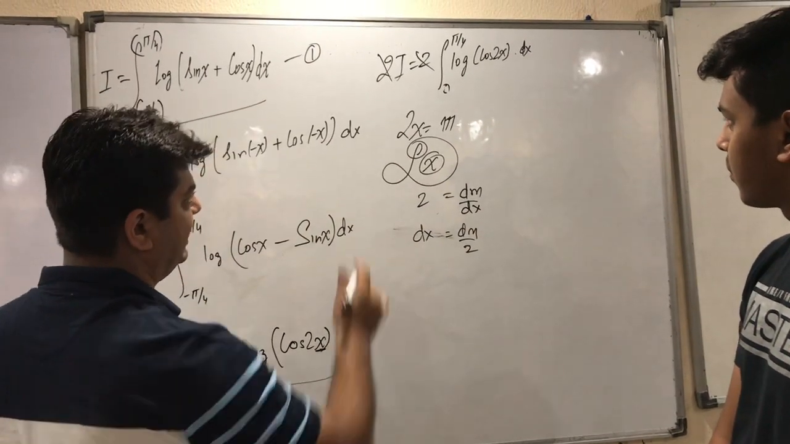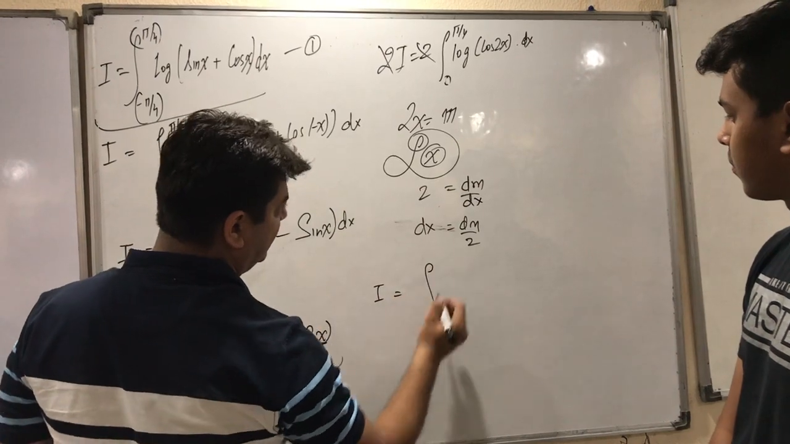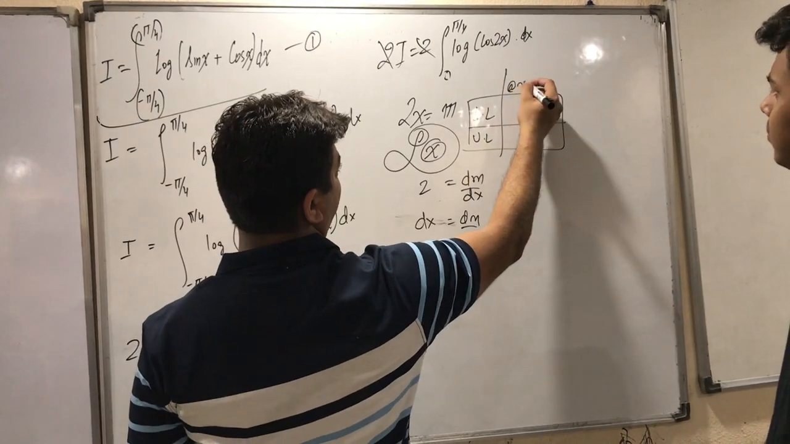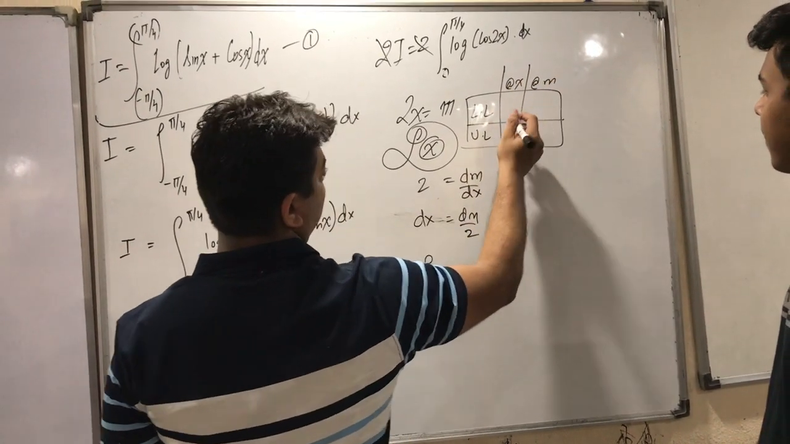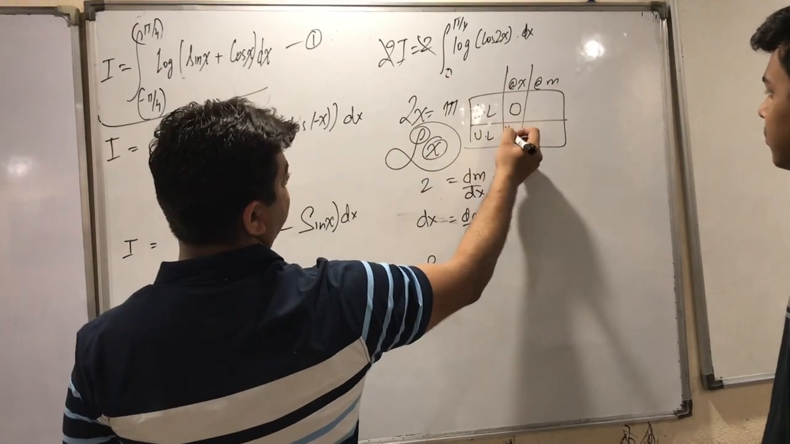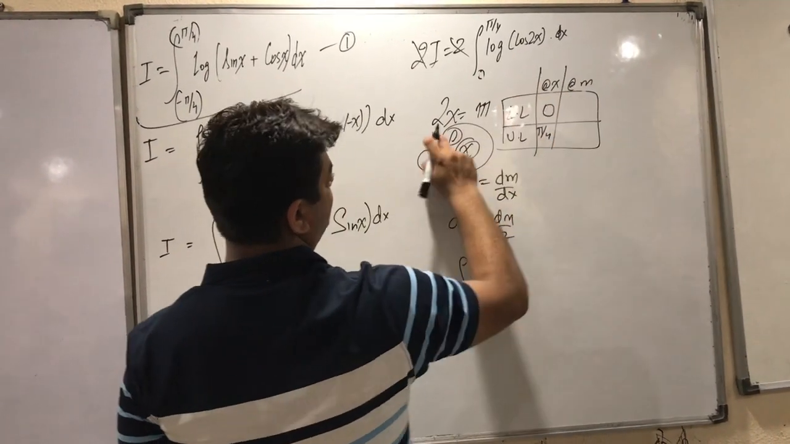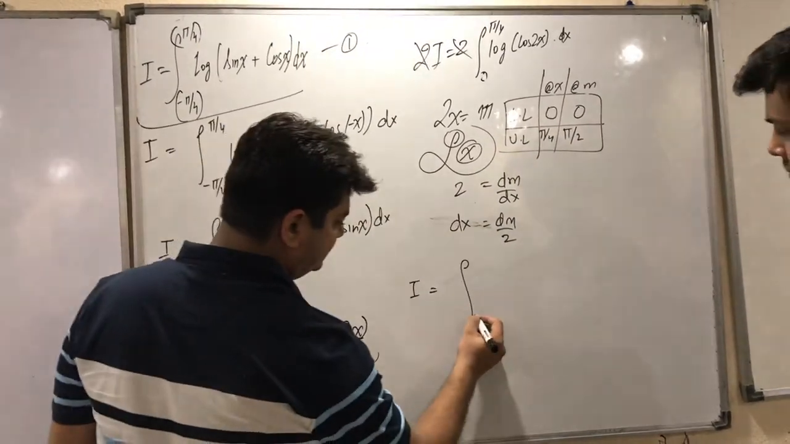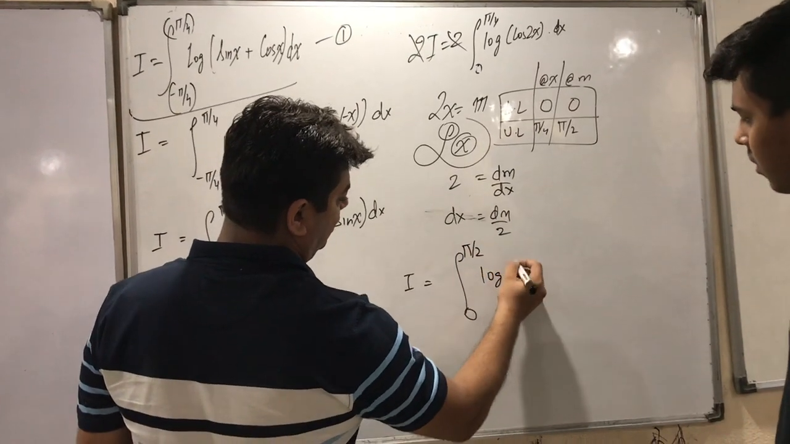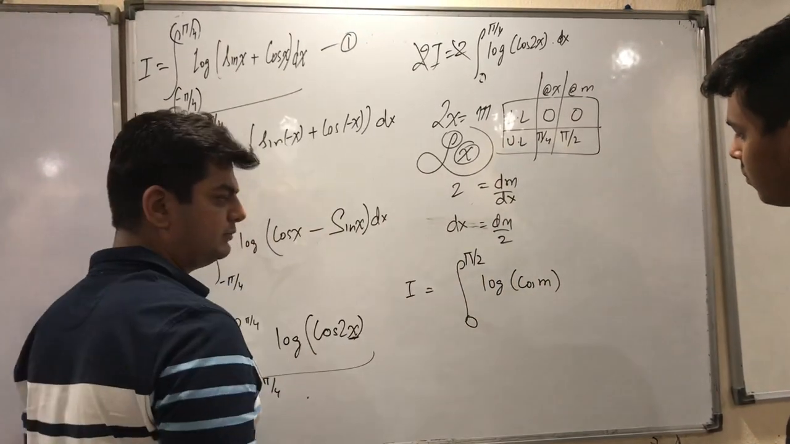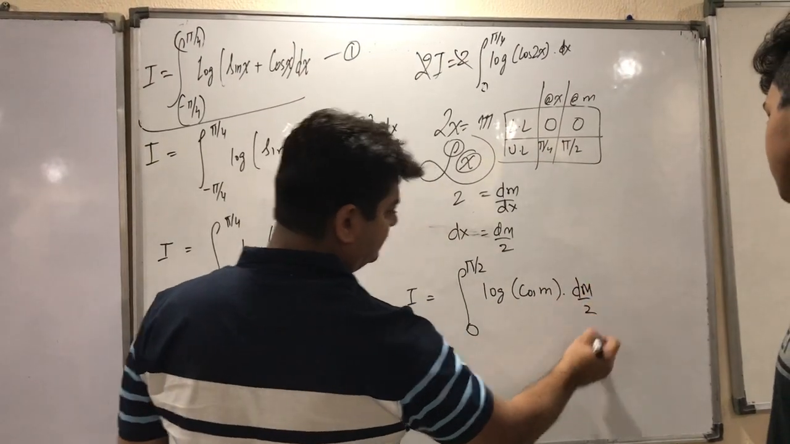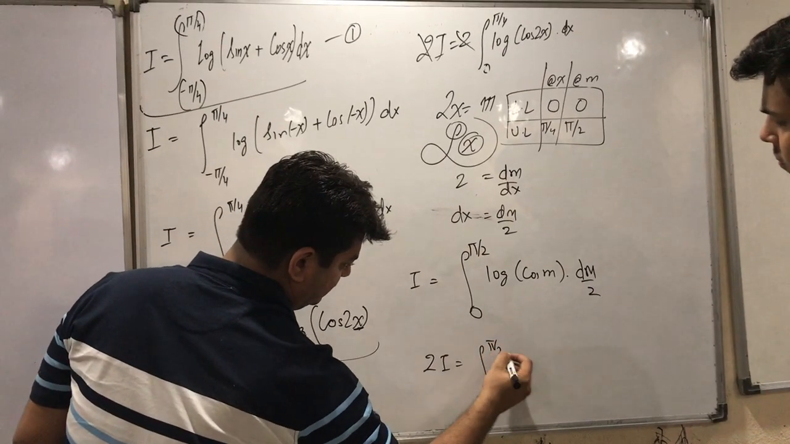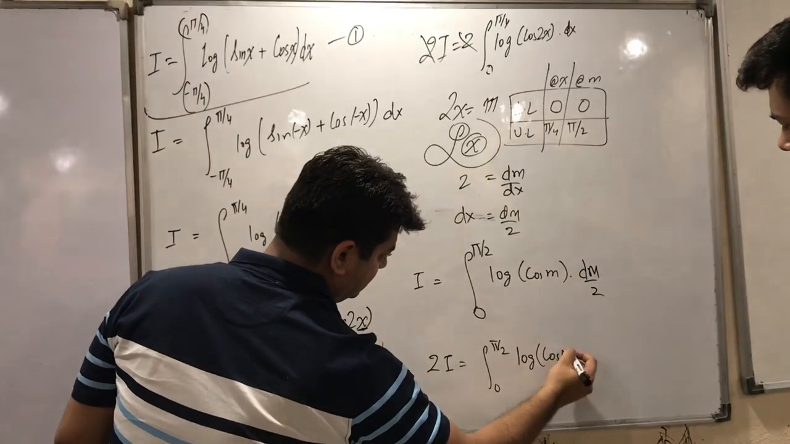Great work. So I need to handle the limits as well. Lower limit, upper limit at the time of x, at the time of m. So lower limit is 0. Upper limit is pi by 4 at the time of x; at the time of m, 2 times 0 is 0, 2 times pi by 4 is pi by 2. Alright. So I have 0 to pi by 2 log cos m, dm by 2. If I take 2 over here, 2I is equal to 0 to pi by 2 log cos m dm.